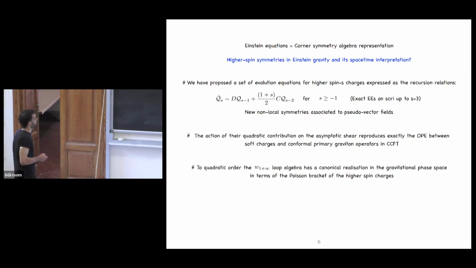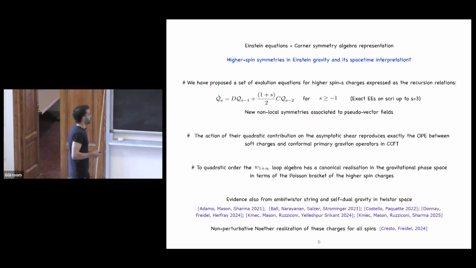When you solve this recursion relation, you get a soft piece and a hard piece, and based on the spin, you can get all powers up to s plus 1 powers of fields in the expression of the charge. But if you look at the action of the hard charge on, for instance, the asymptotic shear operator, this will produce exactly the OPE between the soft charge and a conformal primary graviton in the celestial CFT. And second, using this action, you can show that these charges represent the W1 infinity loop algebra in the gravitational phase space.